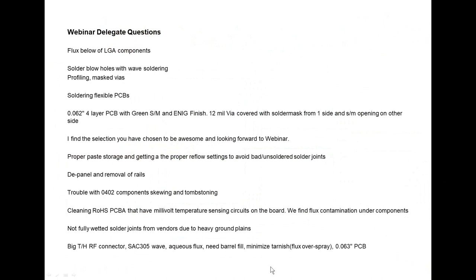Okay, so I've already answered the question at the bottom there prior to this webinar because the gentleman sent me a couple of pictures. Two other emails came in. What is done to prevent CAF shorts? Okay, it's a good question.